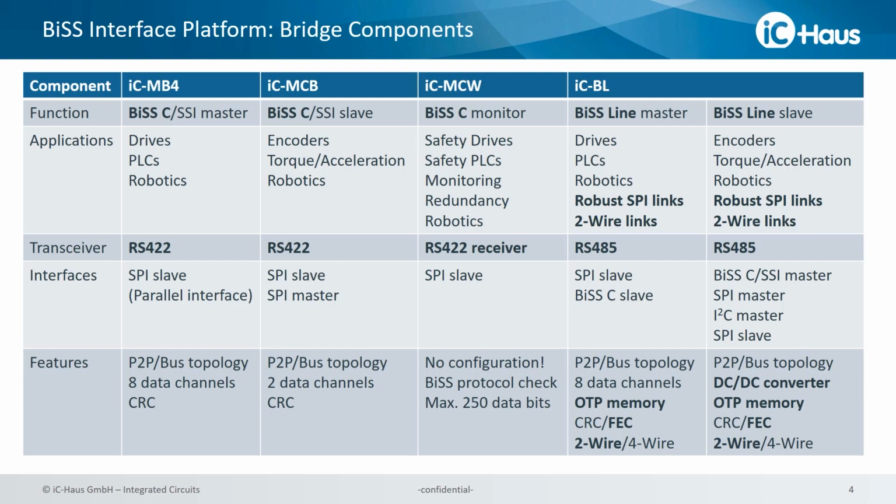BiSS has been developed especially to comply with requirements for motor feedback applications or motion control applications, and therefore you find typical applications in drives, PLCs, encoders and robotics. Furthermore, with BiSS Line and iC-BL, we are also able to establish robust SPI links over just 2 wires. The required transceivers, RS422 for BiSS or RS485 for the BiSS Line communication, are already on chip.